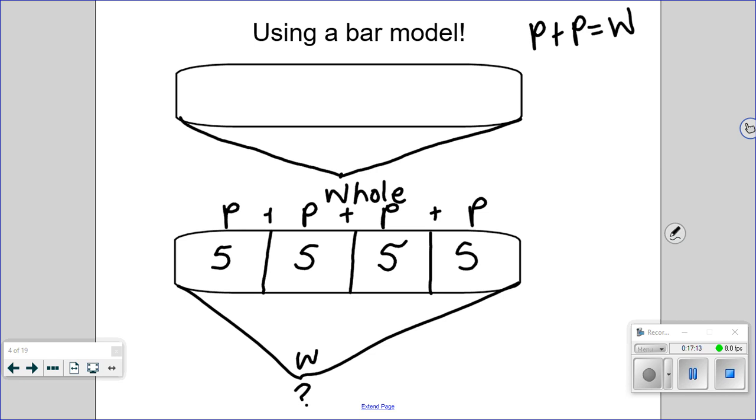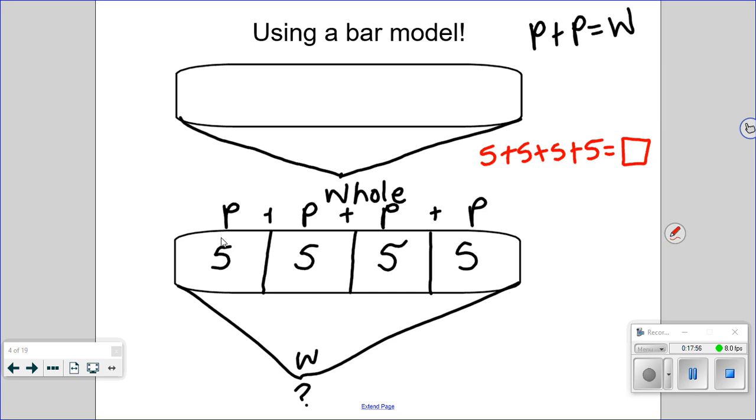Does that make sense, Ethan? So I have my model, and now I'm going to make it into that equation. Well, I can add up my parts. That's allowed. 5 plus 5 plus 5 plus 5 equals whole or box. Does that look really familiar? Weird. Crazy town.